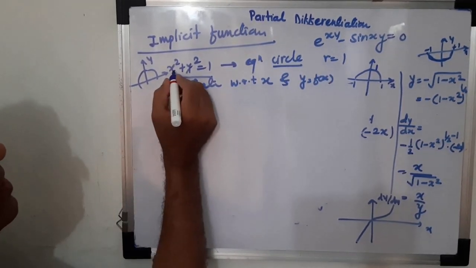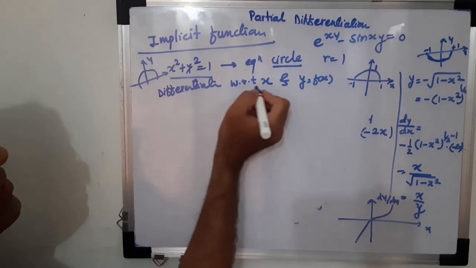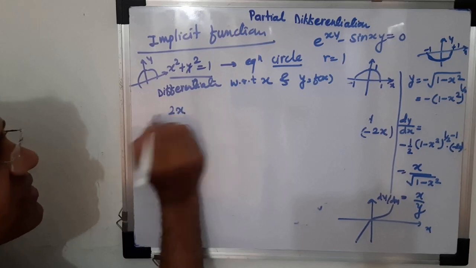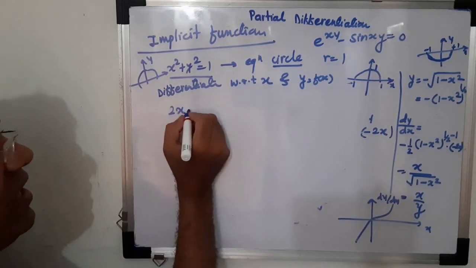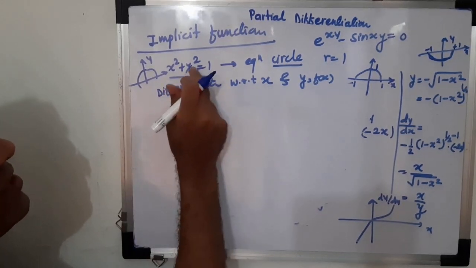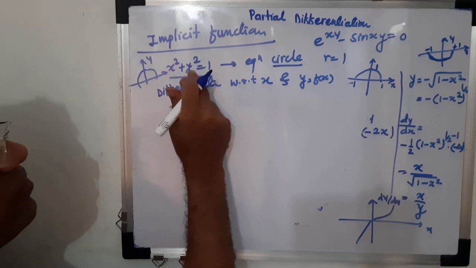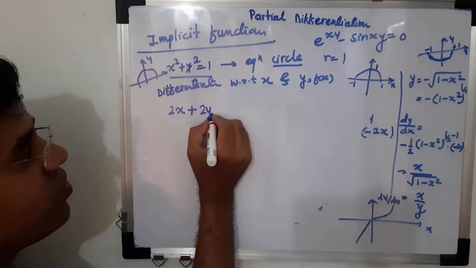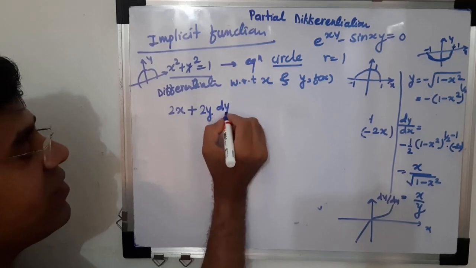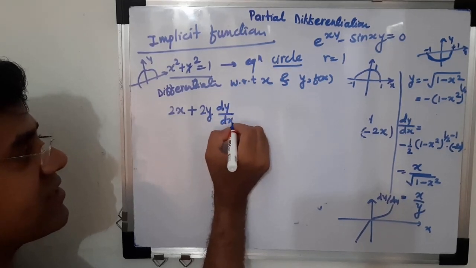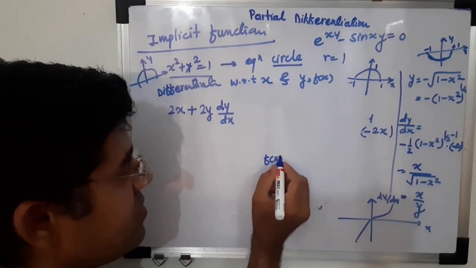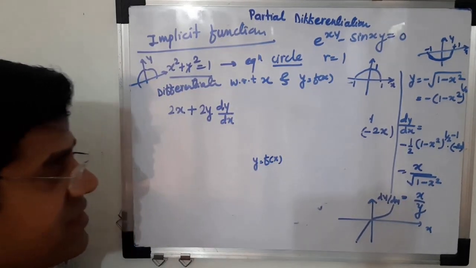So this is x square. Differentiating with respect to x, I can write this as twice x, plus the differentiation with respect to y, and y is a function of your x. Then I can write this as 2y into dy by dx.